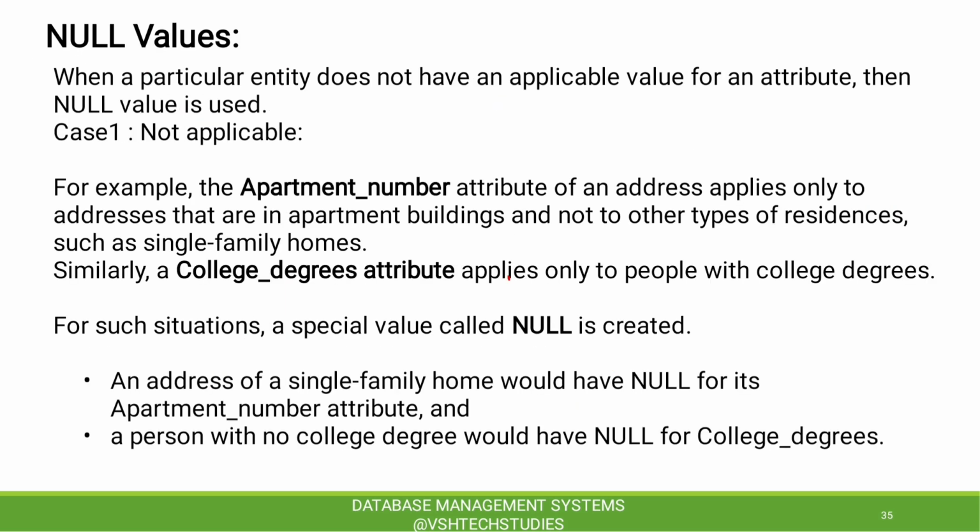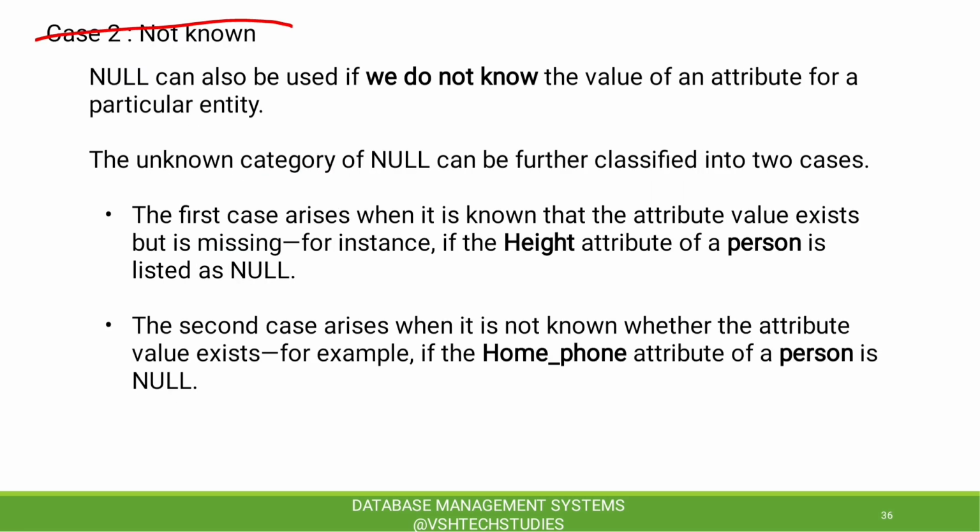So these two cases, case 1 not applicable and case 2 not known: in one the value exists but it is missing, and in the other, whether the value exists, yes or no, we don't know. So these are the cases in which the value of an attribute is filled as null. Okay.